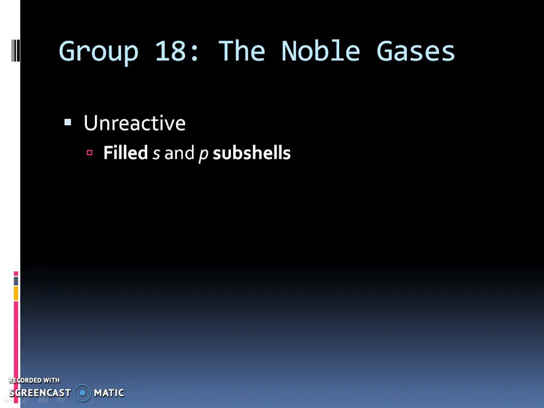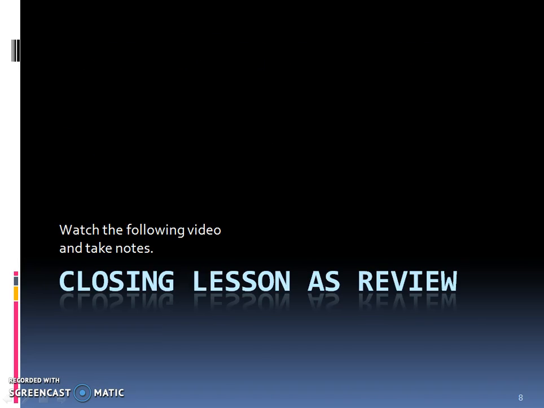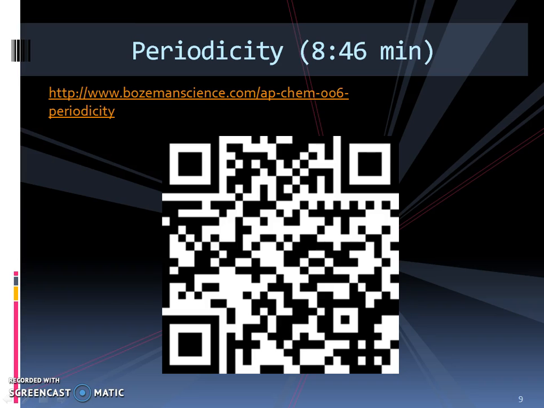It is weak. The noble gases, you should know this information already, that they're unreactive. They have that filled s and p subshells, so they have that octet rule. They're not going to react with anybody. So in closing, you should have watched the following video on periodicity. So hopefully this was a good review for you.